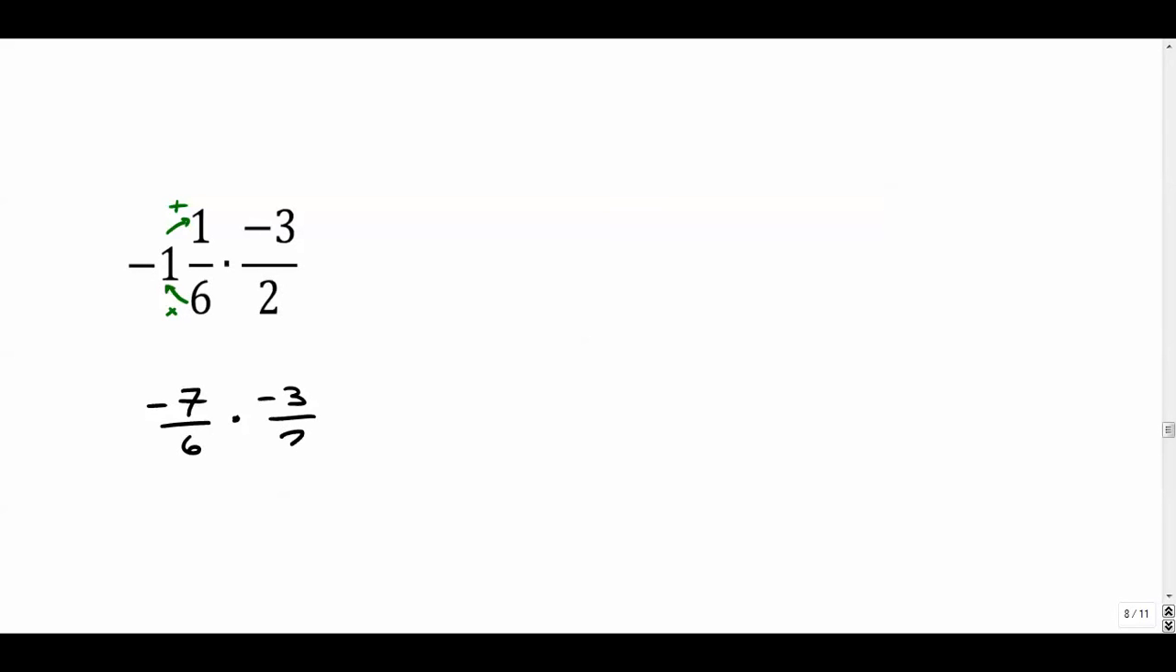times -3/2. Multiply across the top and across the bottom. At this point you can simplify if you want to. You can see that -3 and 6 will simplify, but I'll do that last because it doesn't always work. 21/12. 3 of course goes into both. 7/4. Positive 7/4.